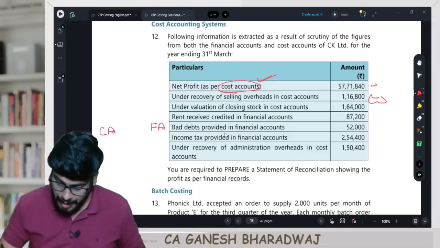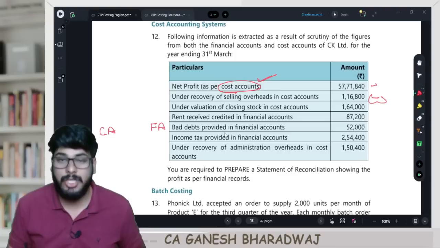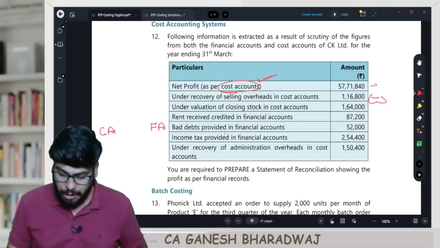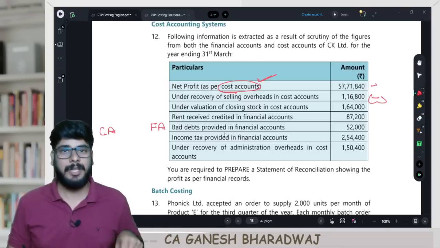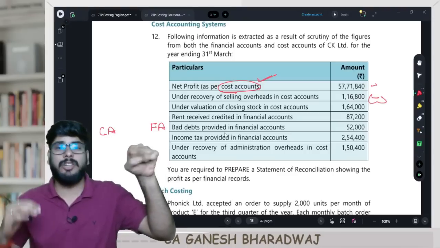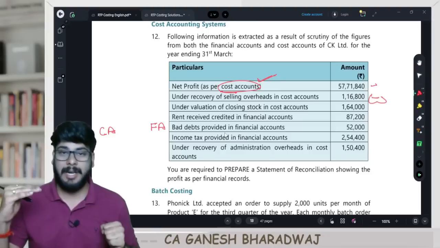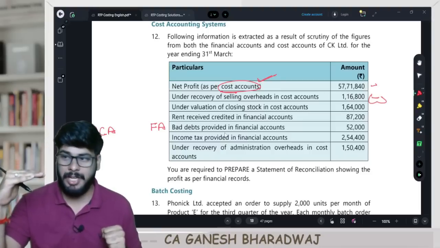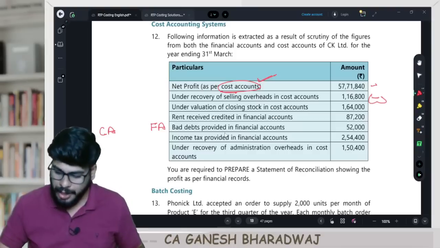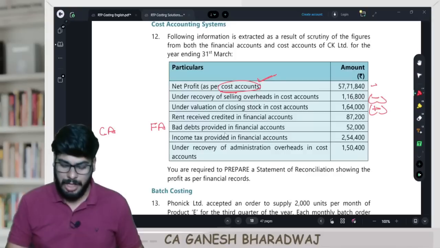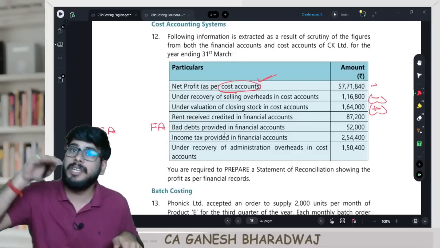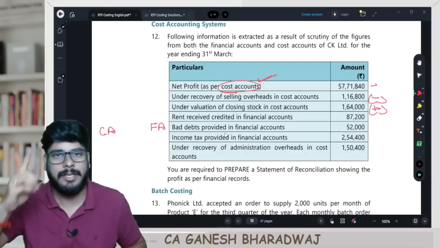Next one. Undervaluation of closing stock in cost accounts. Now, what happens here? In costing, this particular closing stock is being undervalued. Closing stock is a credit item. So in costing, your credit item is less as compared to your financial profit. So right now you are in a lesser state. You need to reach a higher figure. You need to add this figure. Are you clear with this? So the credit is lesser in cost accounts, but we need to reach the financial accounts, so add it to reconcile.